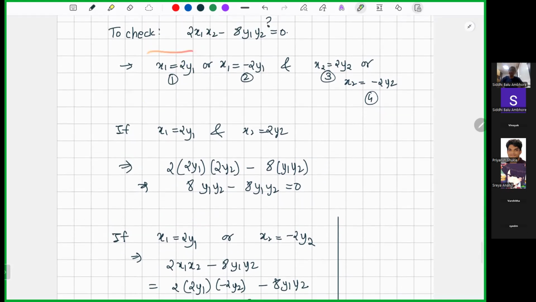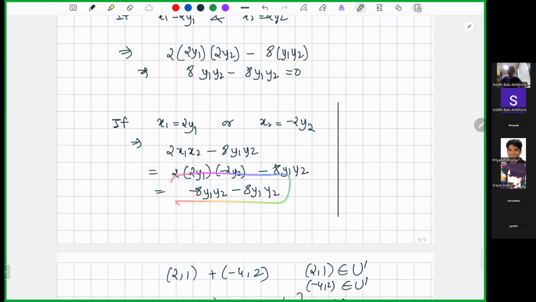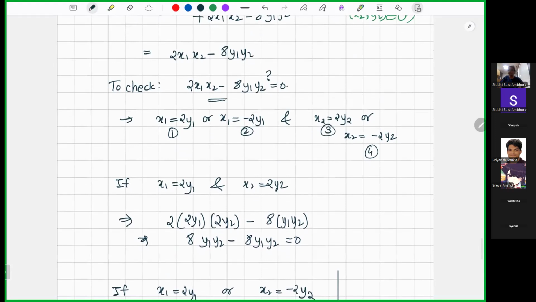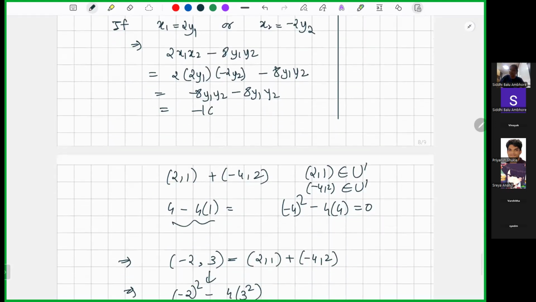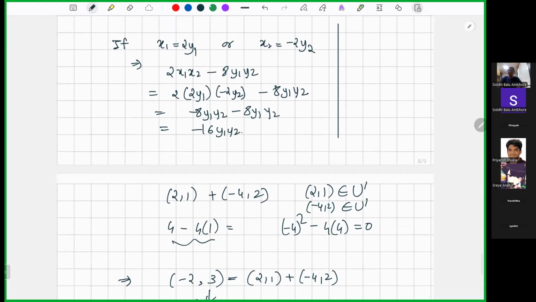But when I have this possibility that x1 is equal to 2y1 and x2 is equal to minus 2y2, in that case, this kind of condition was arriving. That this x1, when I'm taking this 2x1, x2 minus 8y1, y2, which I wanted to be 0 for U dash to be subspace, this is actually getting minus 16y1, y2. So if this is the case, then this need not be 0 when y1, y2 both are non-zero.